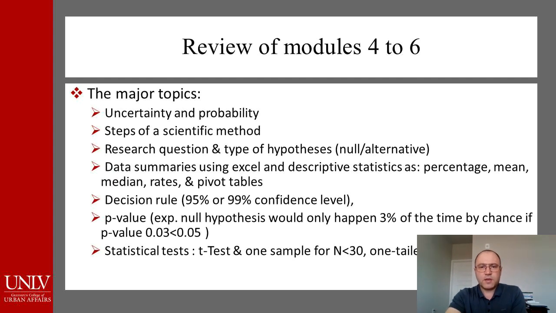In the previous modules, we focused on several key topics. The first one was the probability discussion. And we also talked about the steps of the scientific method, research question and type of hypothesis, data summarizing using Excel, decision rule based on the confidence interval, and how to make a decision regarding the p-value. We also talked about statistical tests such as the t-test, one sample, two sample, one tail and two tail.